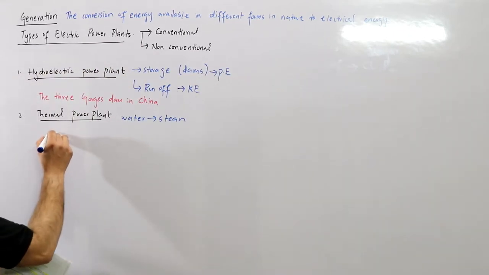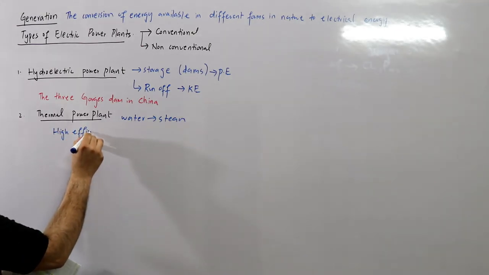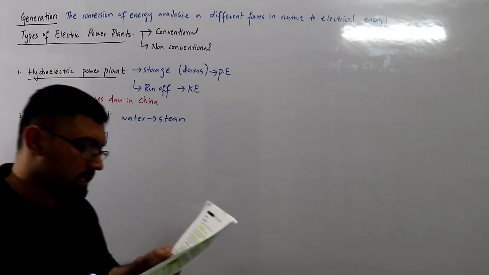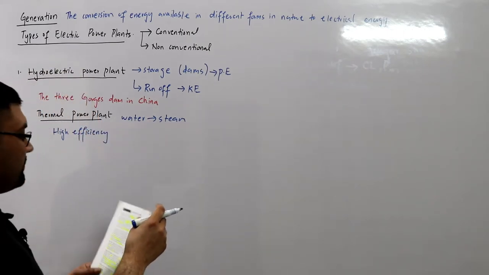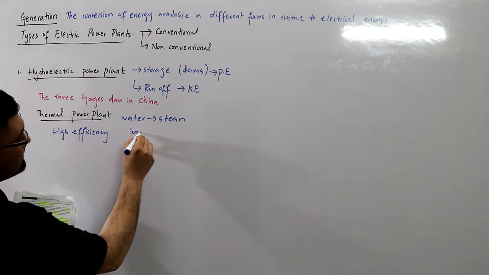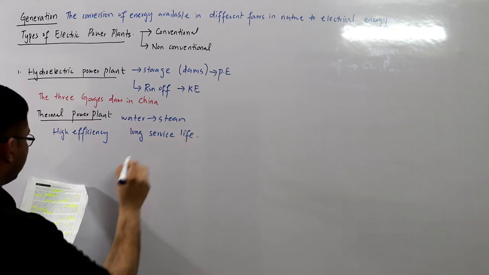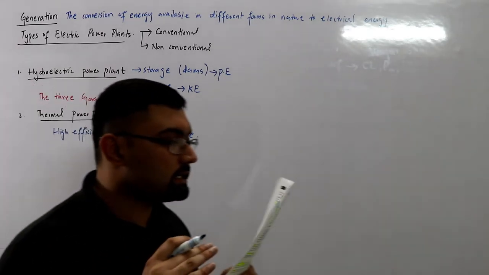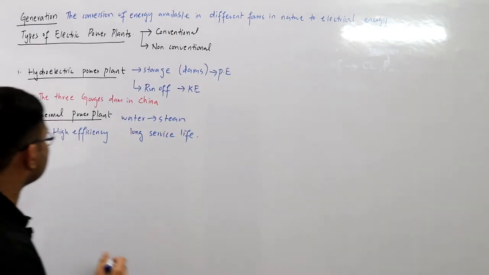Thermal power plants have a very high efficiency. They are outstanding because of their high efficiencies, and similarly they have a very long service life. But what is the disadvantage associated with this? It is time consuming for startup, very time consuming.